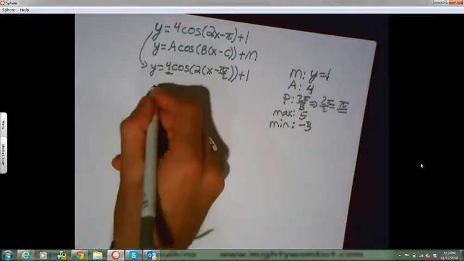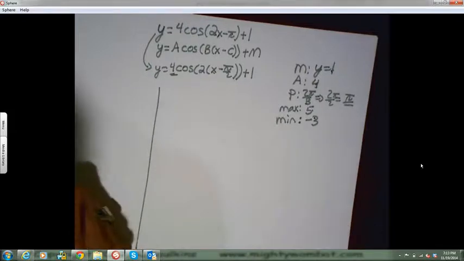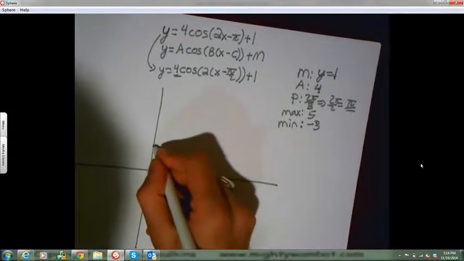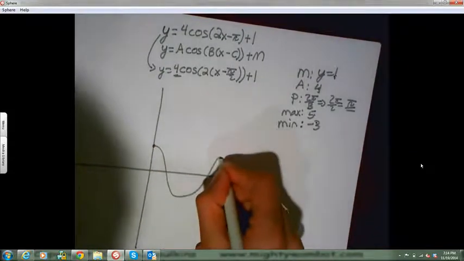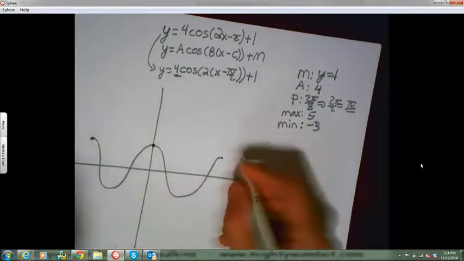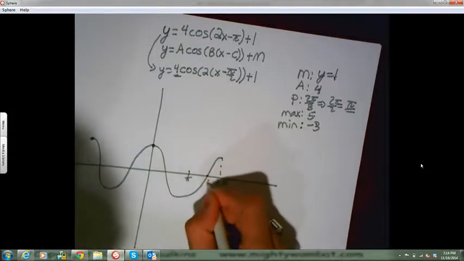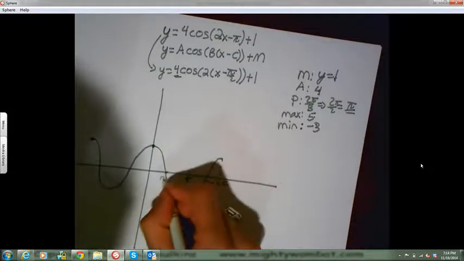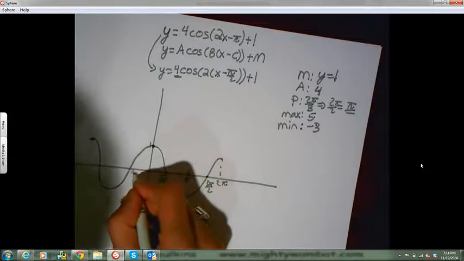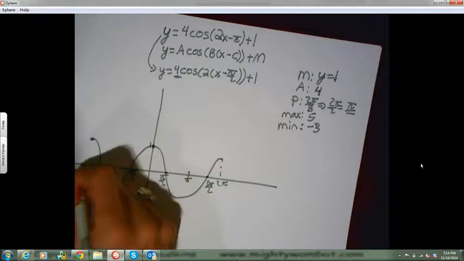We'll go ahead and draw the parent function right now. So this is cosine, so it starts at 1, then down, up, down, and so on. Let's go ahead and label this: 2 pi, pi, 3 pi over 2, pi over 2, negative 1, 1, negative pi over 2, negative pi, negative 3 pi over 2, negative 2 pi.